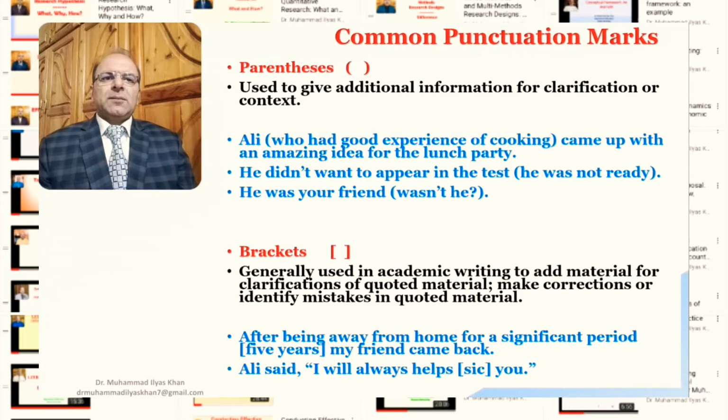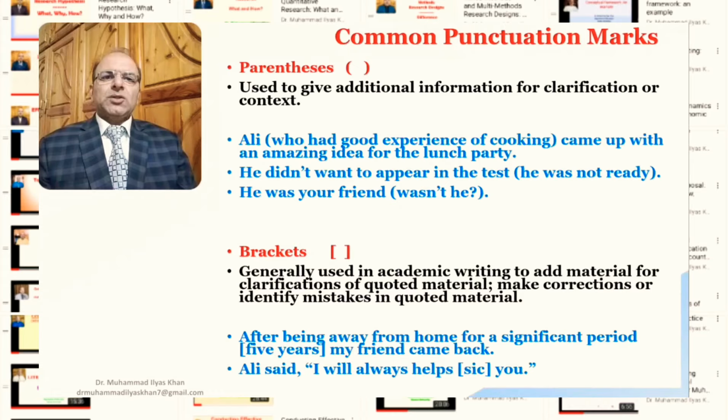So Ali, so basically the sentence is, Ali came up with an amazing idea for the lunch party. Now the reader might be interested to know who Ali is. So one way, in order to elaborate on or to give more information about Ali, we put the parenthesis there, and we include who had good experience of cooking. Here we have given additional information to the reader about who Ali is. So we make use of it here.